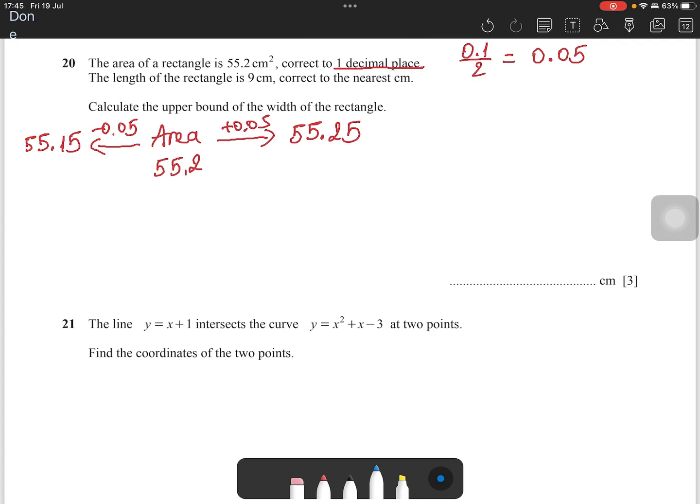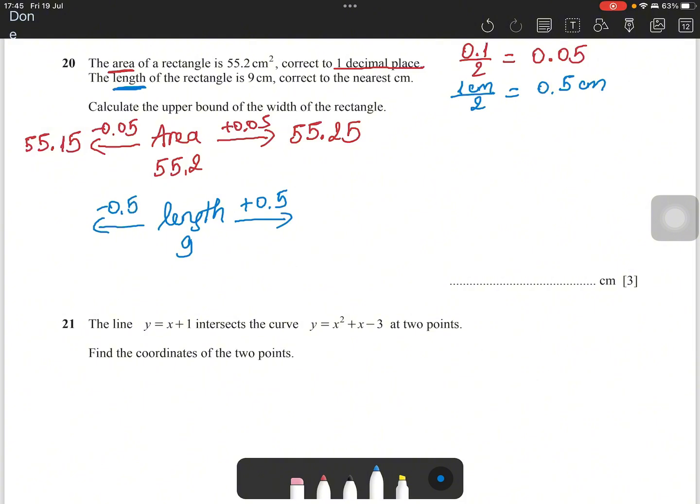Now let's look at the length. The length of the rectangle is 9 centimeters, correct to the nearest centimeter. So we divide 1 centimeter by 2 equals 0.5 centimeters, which means we will add 0.5 or subtract 0.5 to find the upper and lower bound. 9 plus 0.5 is 9.5, and when we subtract, we get 8.5 centimeters.